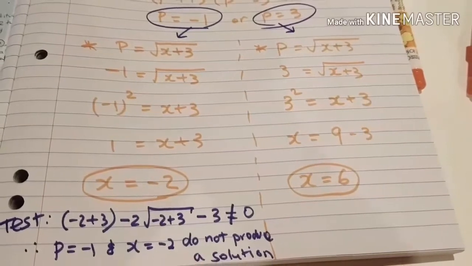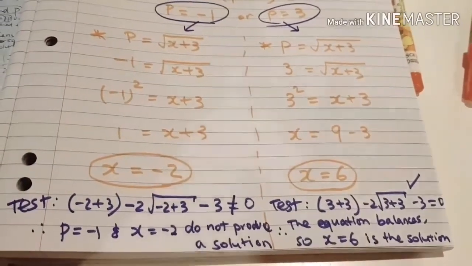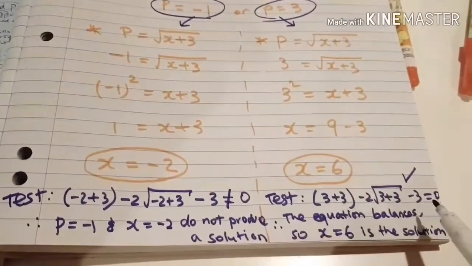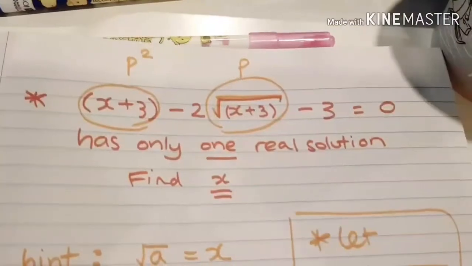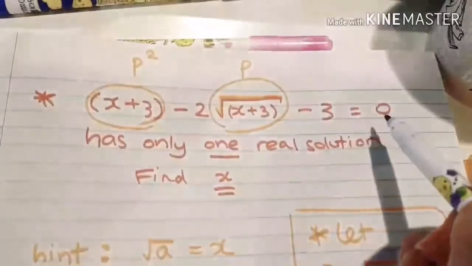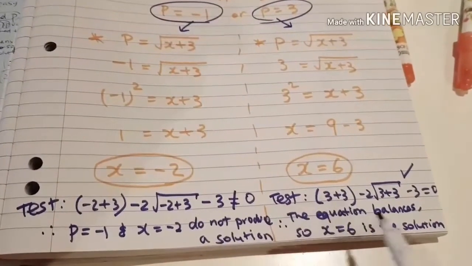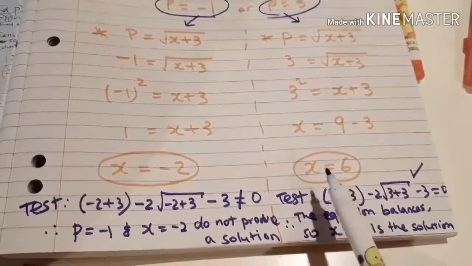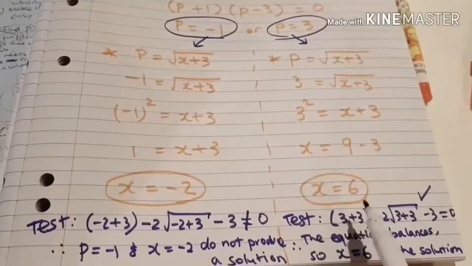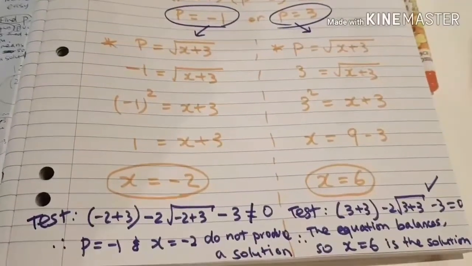You do exactly the same thing with p equals 3. When you calculate this one, yes, it is equal to 0, like what it says in the question. So therefore, you have to write that the equation balances, 0 equals 0. So therefore, when x is equal to 6 and p is equal to 3, it is a solution.